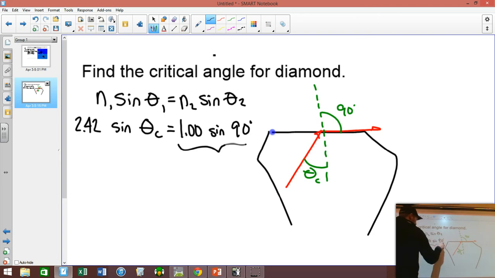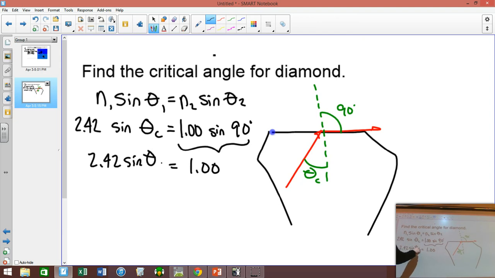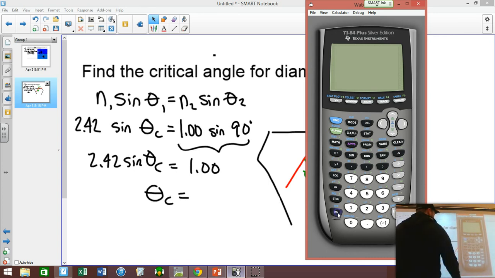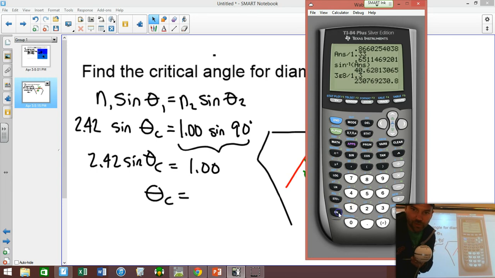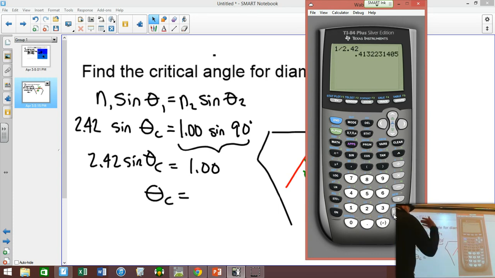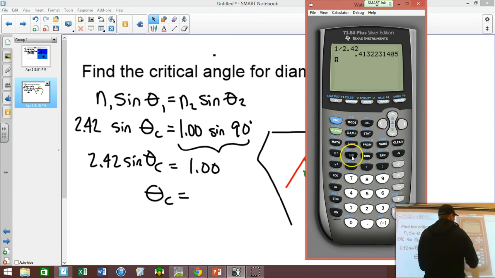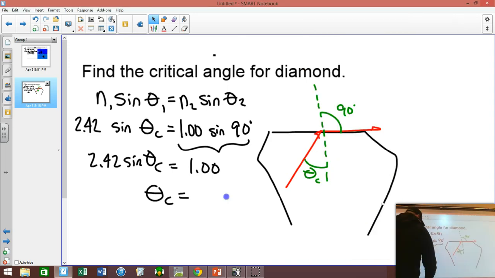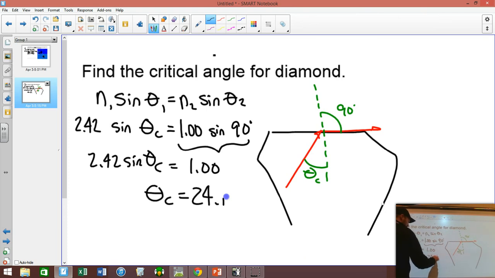Now, believe it or not, 1 times the sine of 90 is just 1. So to find my actual critical angle, I'll pull out my calculator, and I'll take 1 divided by 2.42. And then I will take the inverse sine of that, 24.4. So the critical angle, 24.4 degrees.